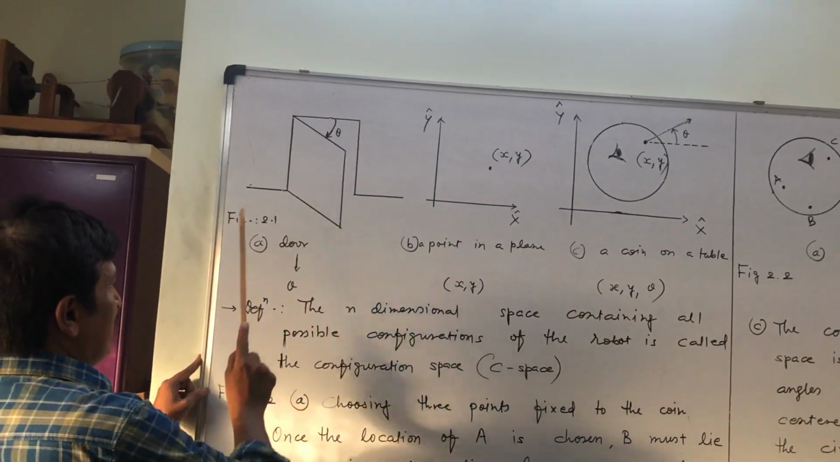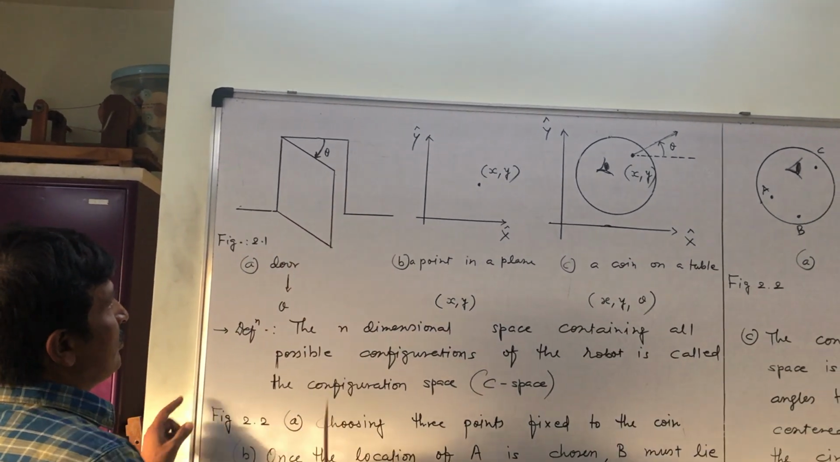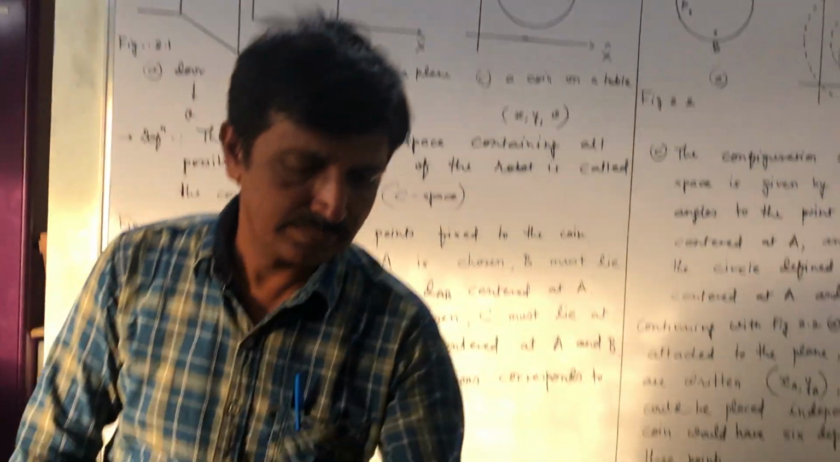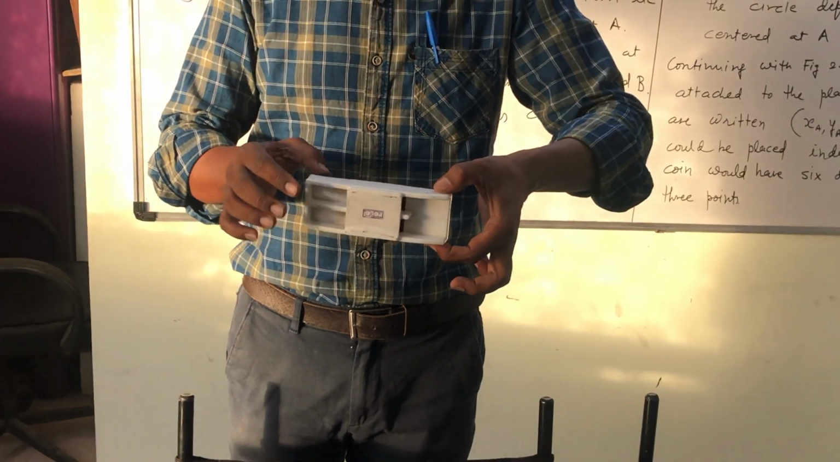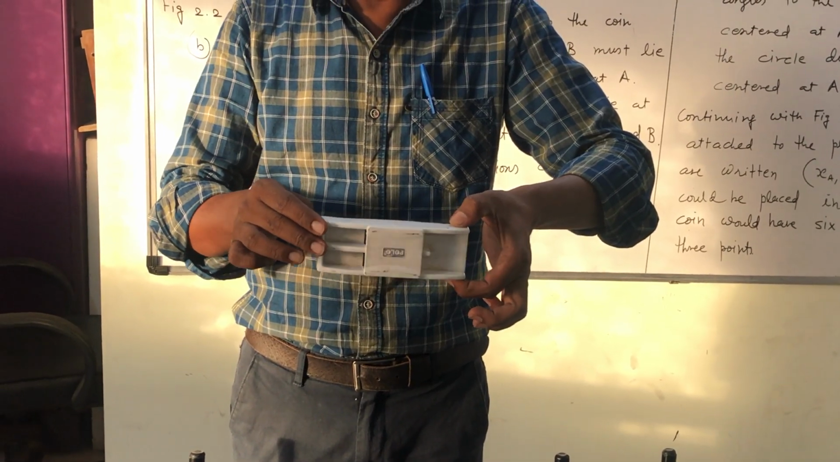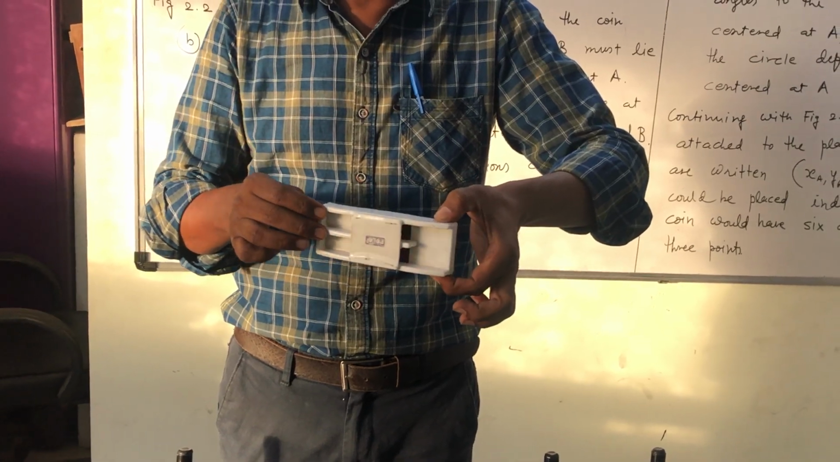This one is door, figure 2.1a, door. We can represent door by just angle theta this way. This is inch. So we can represent the position of the door orientation also by just angle theta with inch this way.